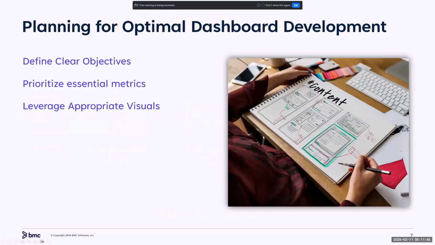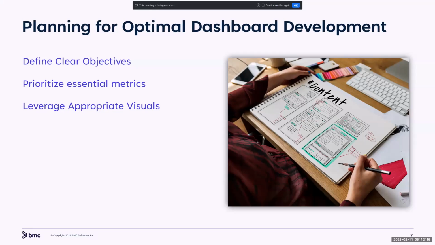Okay, so we are going to start with the planning for optimal dashboard development. In this area, we are focusing on three core principles. The first is define the clear objectives. So we need to begin with a clear understanding of the purpose of the dashboard by keeping the dashboard for a specific module and use case. Then identify the audience and tailor the dashboard to their specific needs by adding the required conditions.